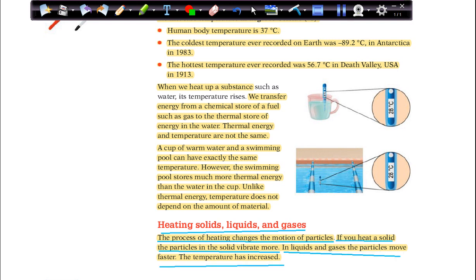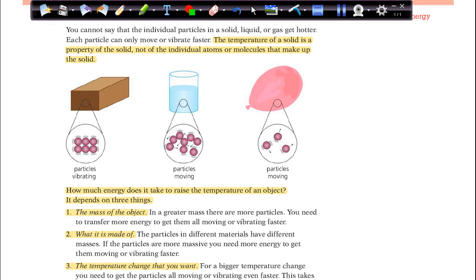The temperature has increased. So here, when you heat something, that means you are giving it thermal energy. Okay, you are transferring thermal energy to a material. When you're transferring this thermal energy, you are changing the motion of the particles. In this case, the temperature will increase. You cannot say that the individual particles in a solid, liquid, or gas get hotter. Each particle can only move or vibrate faster.